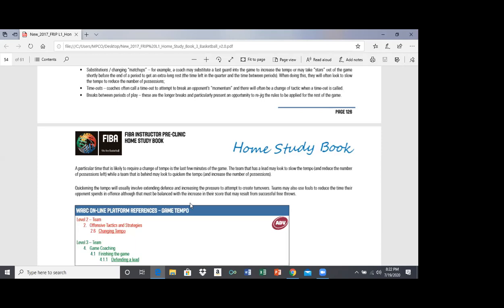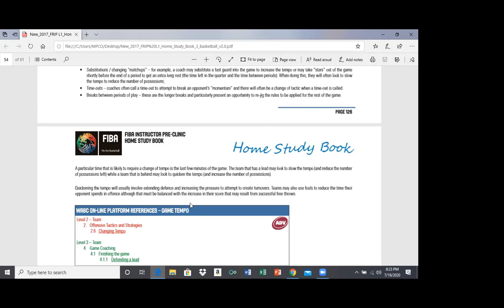Quickening the tempo will usually involve extending defense and increasing the pressure to attempt to create turnovers. That's another one. And of course, when that happens, the referee has to realize that you're going to have a lot of contact. There are going to be a lot of skirmishes between players, trash talking, a little anger here and there. The fans are going to get involved in the game and possibly fights. And so these are the things the referee must anticipate. They must have an active mindset when faced with these kinds of dynamics.